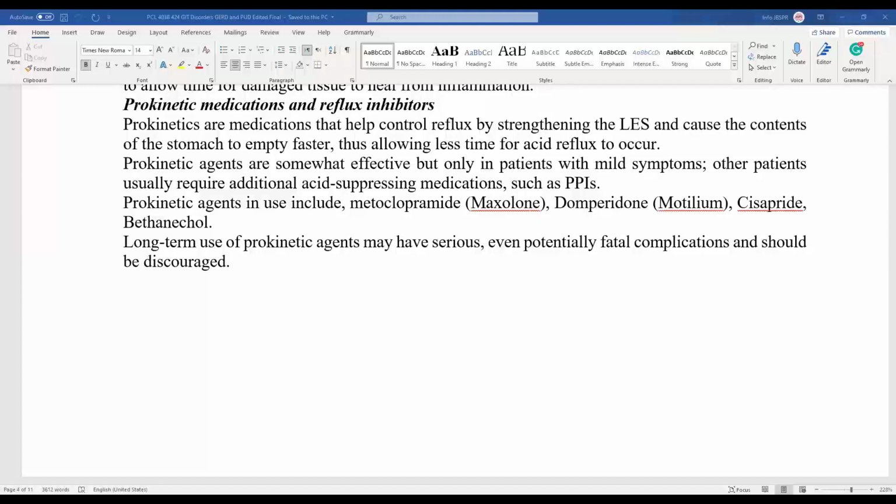Then I can even scroll down to another table where I was trying to describe the difference between proton pump inhibitors and H2 receptor blockers. You may screenshot this one as well.